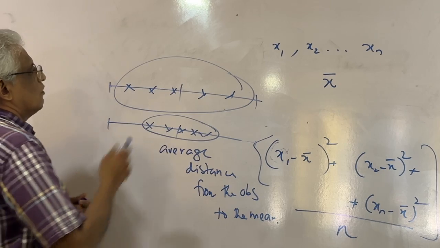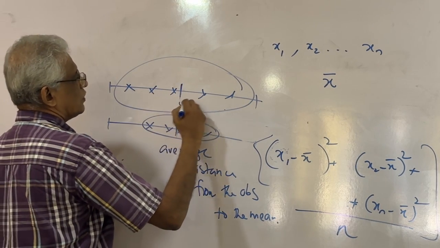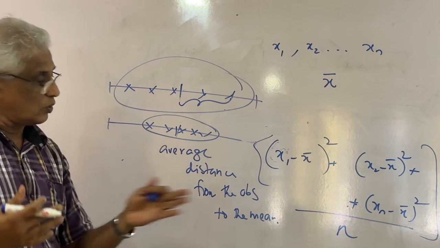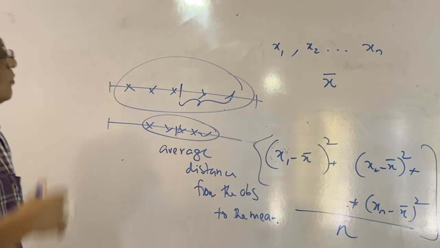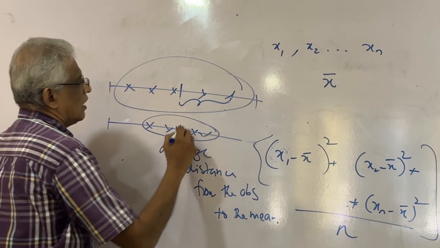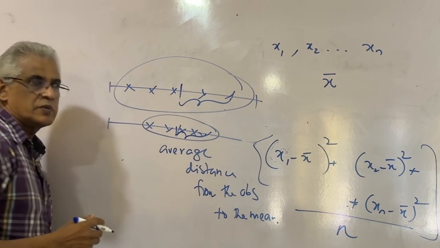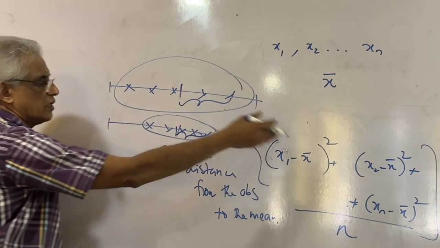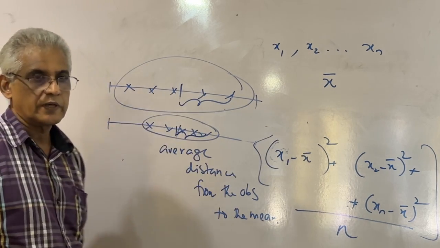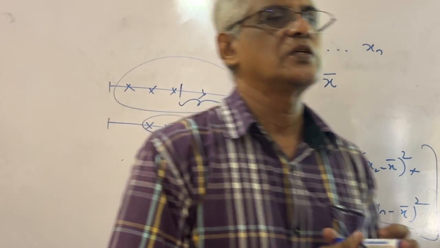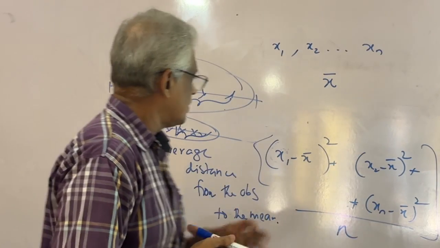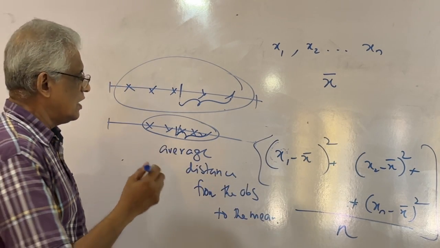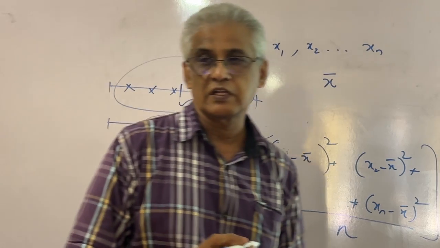Once you have x bar here, then x1 minus x bar squared will always be a positive value, so they don't cancel out now. For this one it will be a very large number, for this one a smaller number, and therefore you are going to get a smaller number for this one. So it is a reasonable thing to look at. This quantity, the average of squared distances from the mean, is what we call the variance.